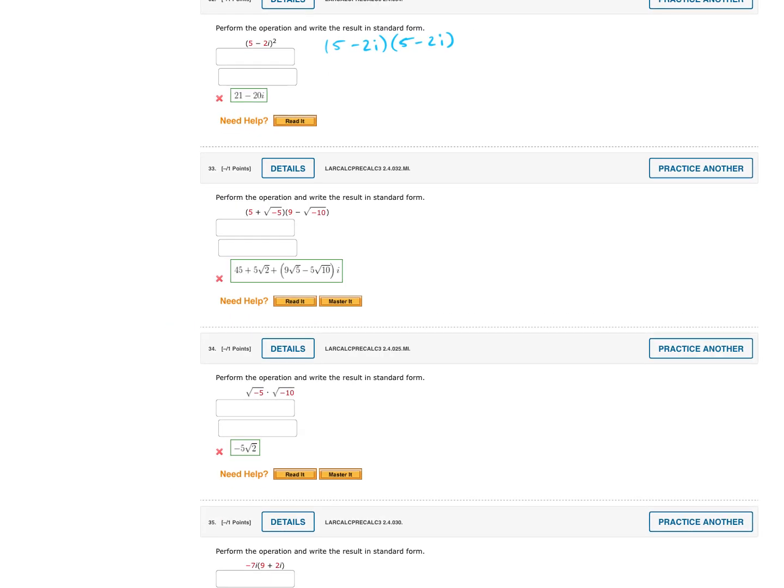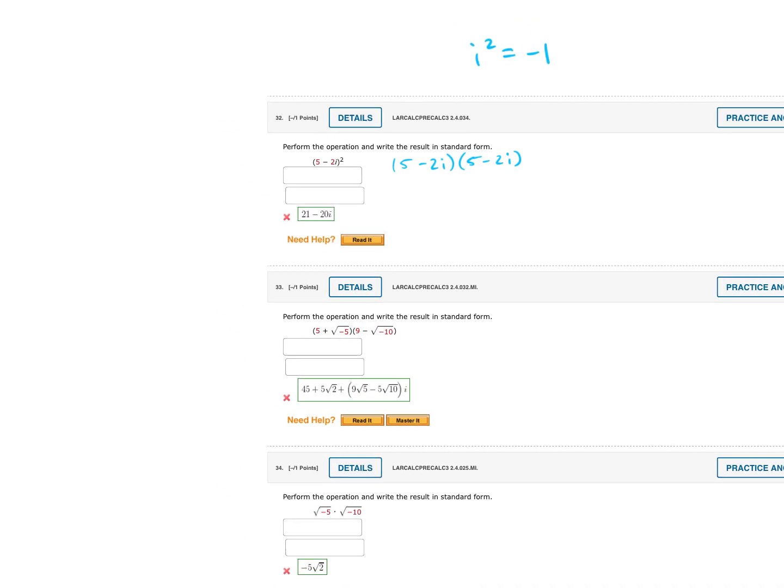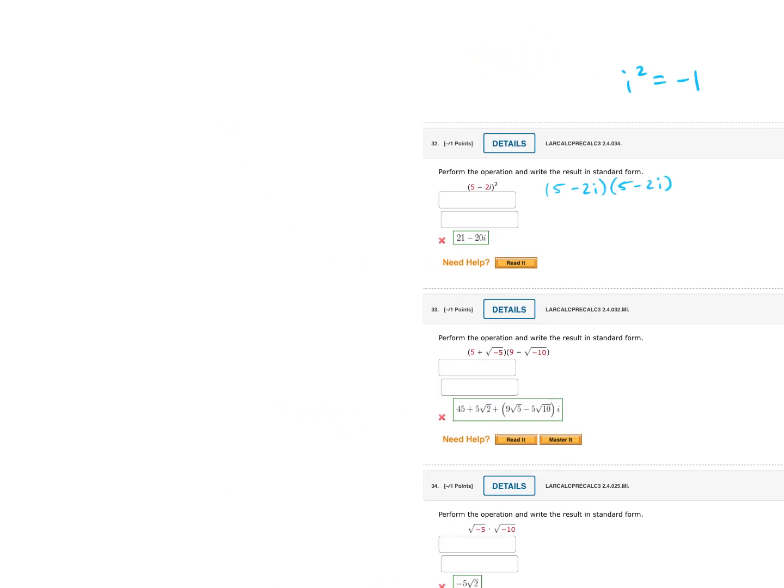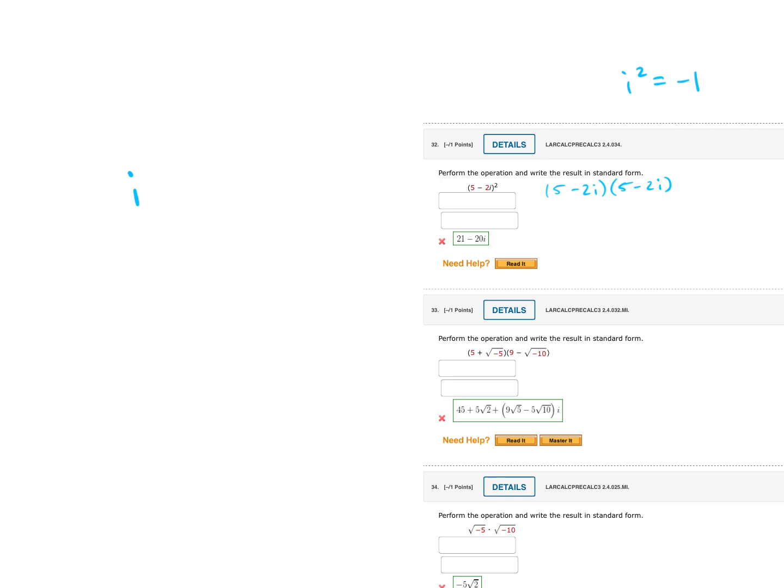Are we going to have a question with like i to the 435th power or something? I don't think so. Wait, what are the rules of the i again? So i to the power of 0 is 1. i to the first power is i. i squared is -1. And i cubed would be -i. If we had a really big one, we divide.